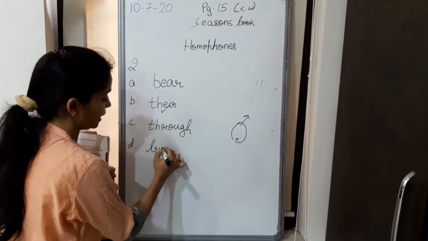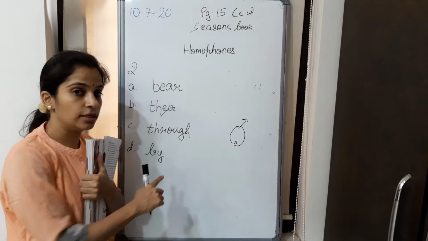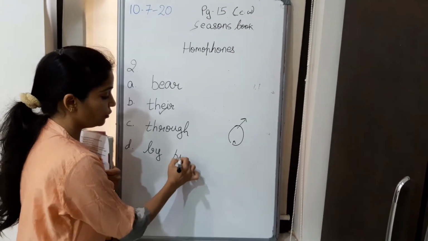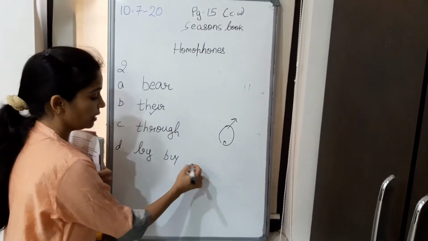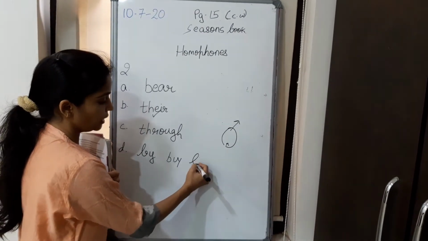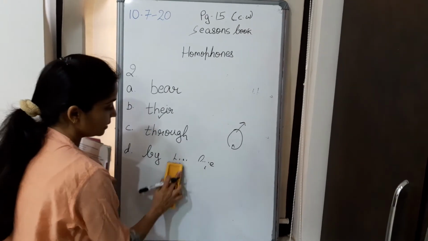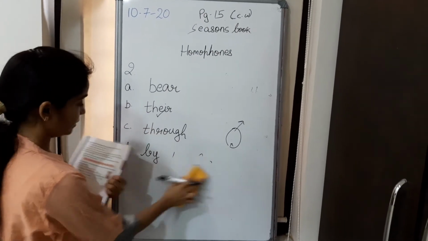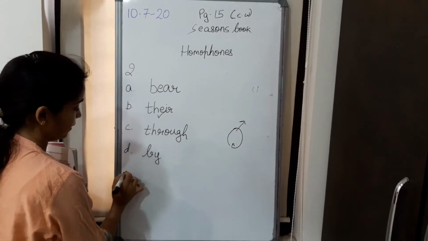Next. The rabbit in a trap was saved by the hunter. Correct answer is by. Who saved? Hunter. So it was saved by the hunter. Second option they are giving is B-U-Y. Buy means to take something, to purchase something. And the next option they are giving is B-Y-E, bye, to say goodbye. But the correct answer is the rabbit was saved by the hunter. So B-Y.